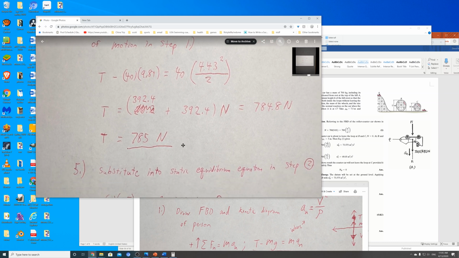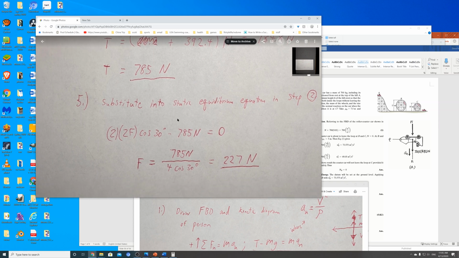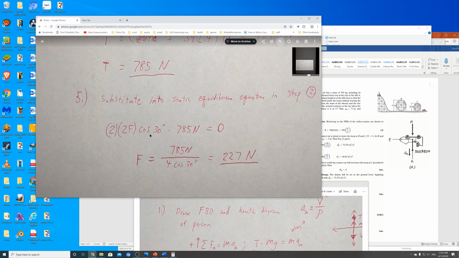Okay. Then the last step is substituting back into the static equilibrium equation in step 2, which is just 2 times 2F cosine of 30 degrees minus the tension, now that I substituted it in, equals 0. So now we have the final force F for each one of the posts, which is 227 newtons. And that's it.